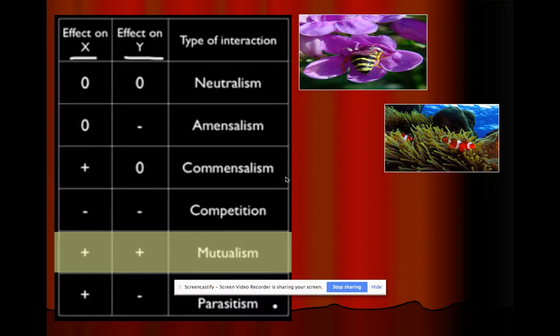So going back to our chart, mutualism is when both organisms are benefited. You probably know about pollinators and bees. Bees pollinate flowers, that's mutualism. Same thing with the sea anemone and the clownfish, from Finding Nemo. The clownfish protects the sea anemone by driving off predators, and the sea anemone provides the habitat for the clownfish. So both of them benefit.